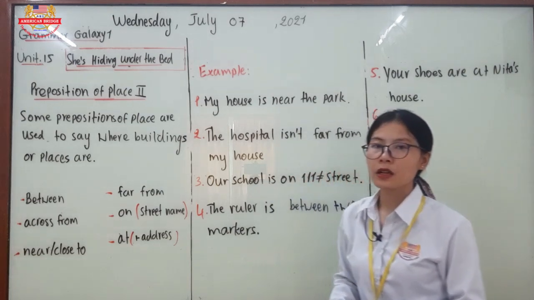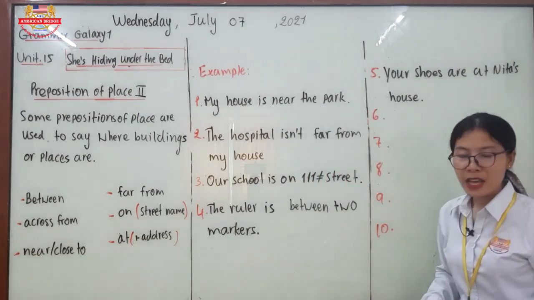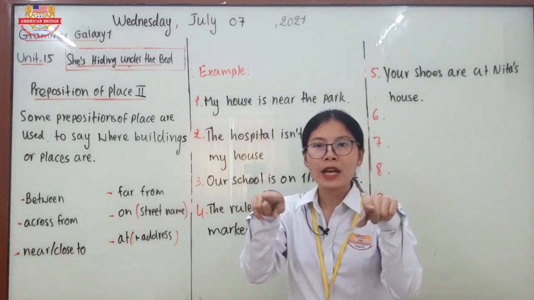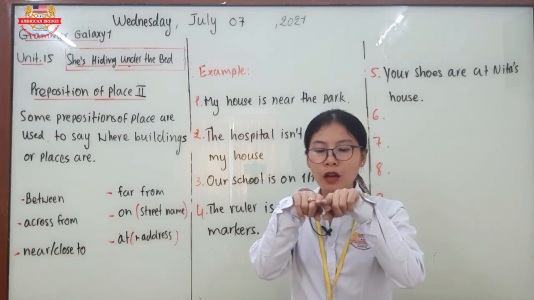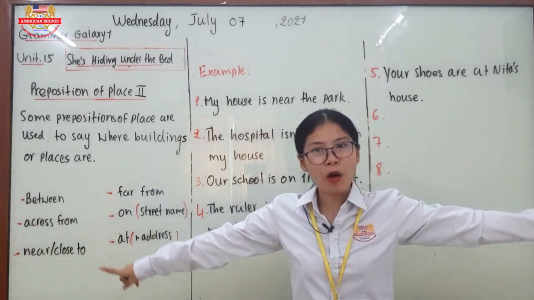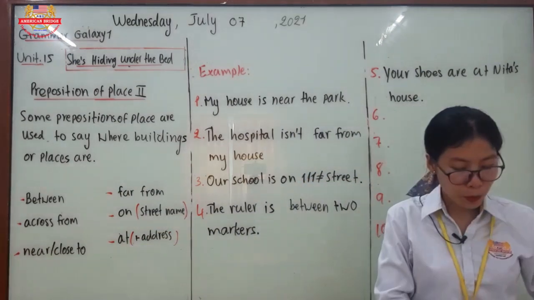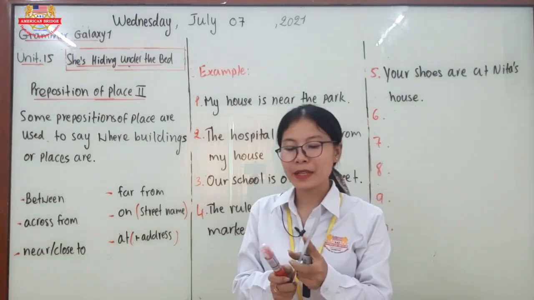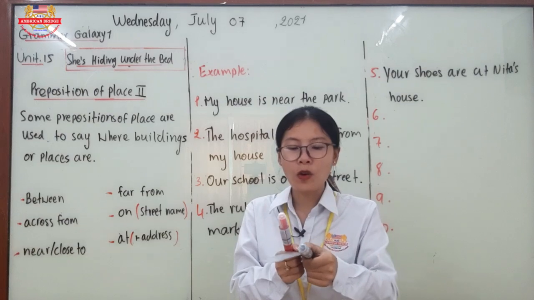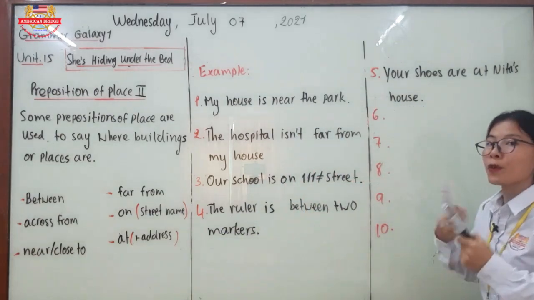Alright, so now let's go to our examples today. Number 1, my house is near the park. Near we refer to something that's close, like this. When something is near you, sometimes it's not very close, like this, we call it near. And far from means far from each other. And between, it means that here you have one thing and another thing, and then this one is in the middle, so we call it between, right? Alright, I will explain one by one through our examples.